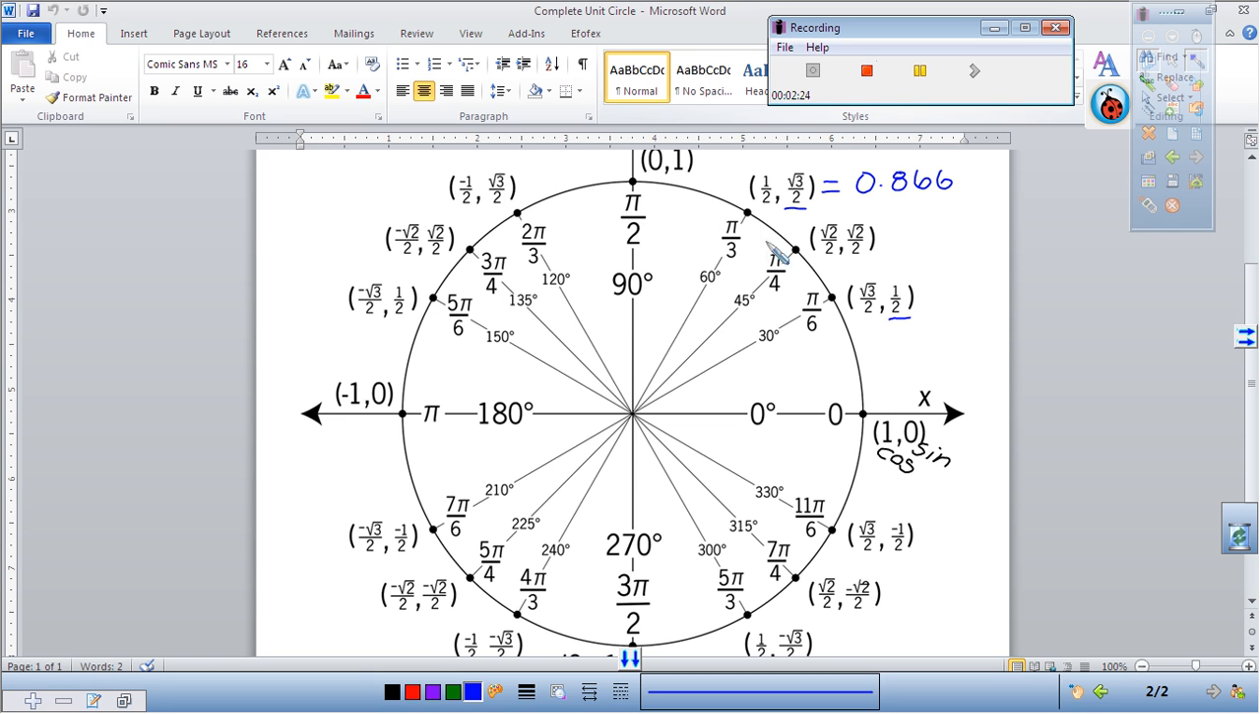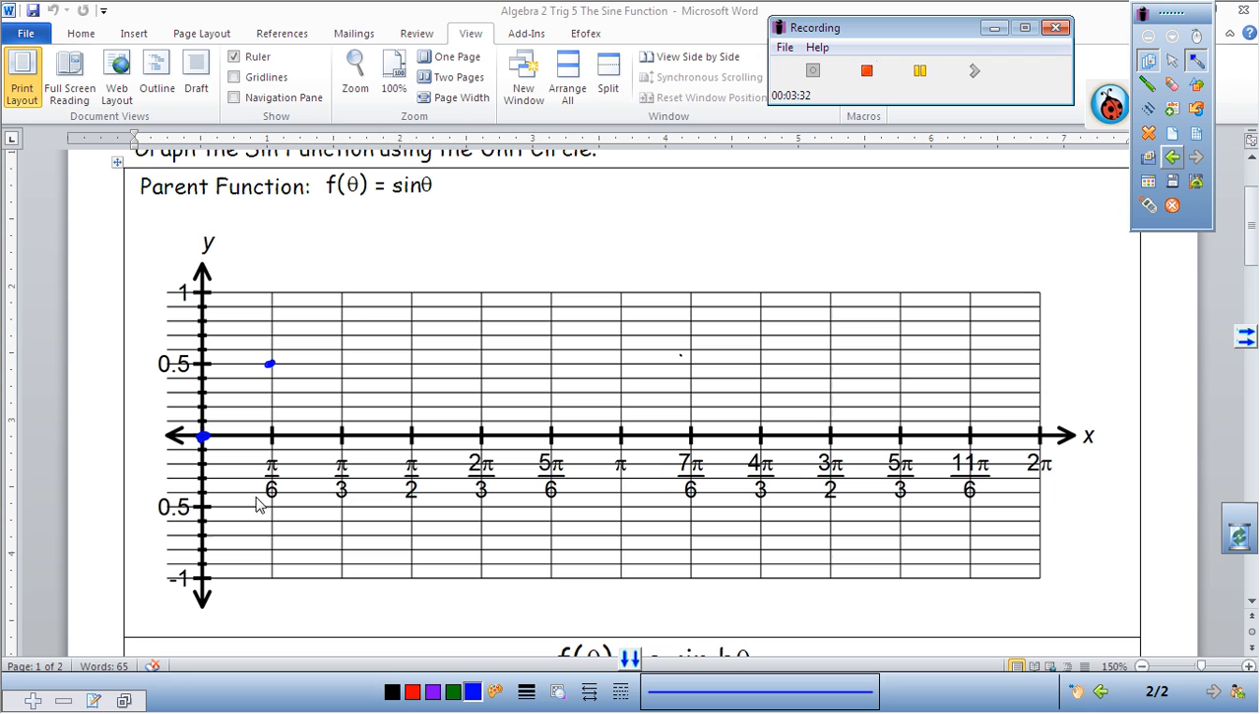Okay, so we're going to graph this, 0.866. So in pi over 3, it's at 0.866, which is almost 0.9. So here's 0.5, 0.6, 0.7, 0.8, so kind of right here. Any questions on that? Yes?